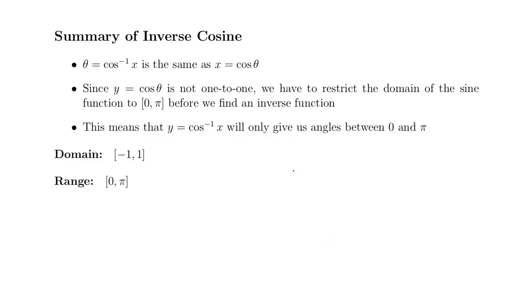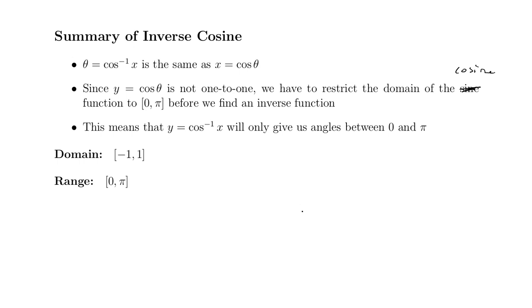Again, as a quick summary, we can say these two things are the same statement. Since cosine is not 1-to-1, we restricted the domain. Oops, I wrote sine here on accident. That should be cosine. We restricted the domain of the cosine function to 0 to pi before we find an inverse function. And that means that the cosine inverse is only going to give us angles between 0 and pi. So again, our range here is 0 to pi. Our domain is still negative 1 to 1. We can get all those ratios.